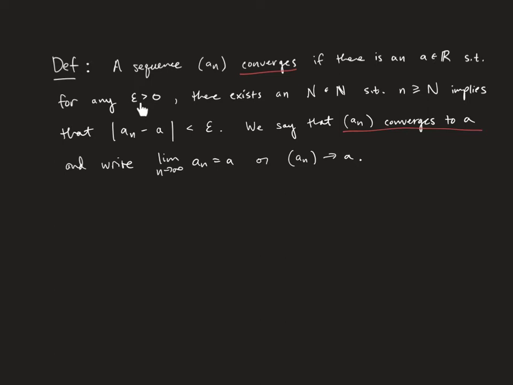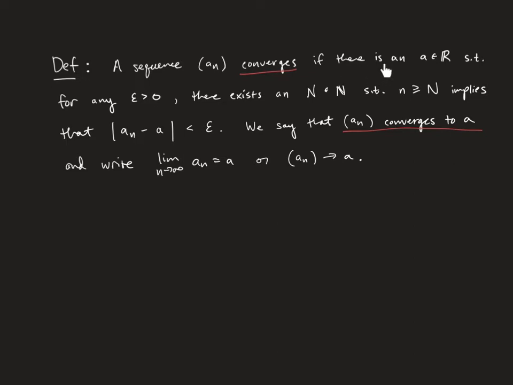So the skeptic is issuing their epsilon greater than 0. For any epsilon greater than 0 issued by your skeptic, you have to be able to produce an n. So there must exist an n, the point in the sequence at which you need to go, such that past that point in the sequence, the difference between the elements of the sequence and this limit a is less than the challenge issued by the skeptic. It's just what we talked about above, but written out in general.